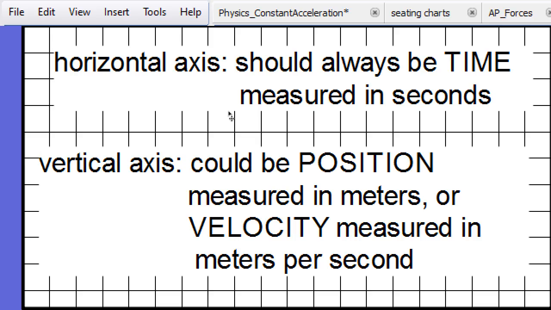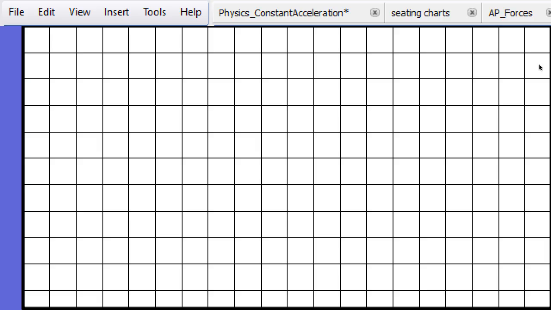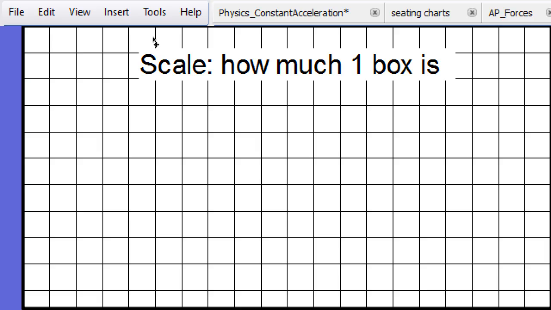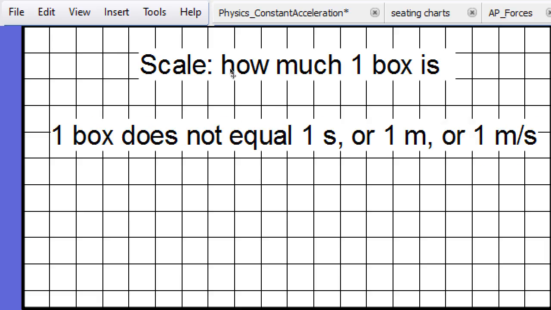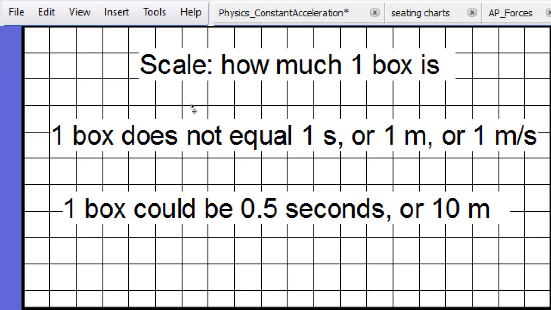So far, all of you know how to do all of that, and you did all of this correctly on the test. Here's the part where people started messing up. Every graph has a scale, which is how much one box is worth. Sometimes one box is 1 second, or 1 meter, or whatever. But usually, it's not. Usually, one box is not 1 second. For instance, you could have one box be half a second, or 10 meters. It doesn't really matter. Your scale could be anything.